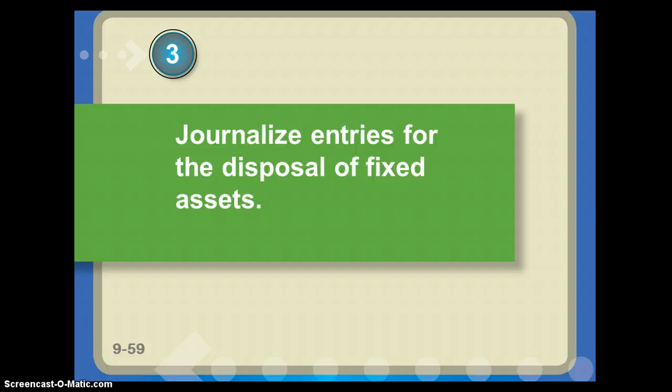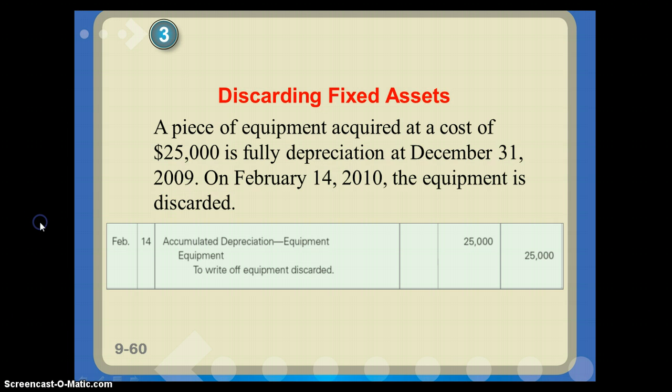Our third goal is to journalize entries for the disposal of fixed assets. So assets we've had over a long time, we're finally going to get rid of them. They've reached the end of their useful life. We have no more use for them.